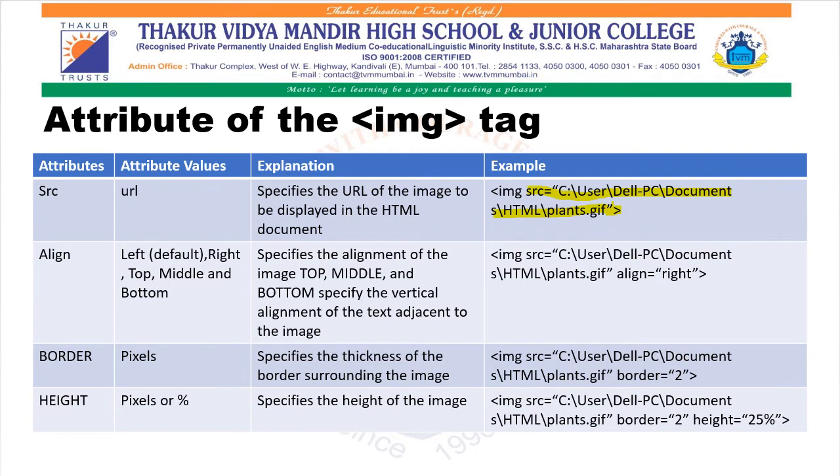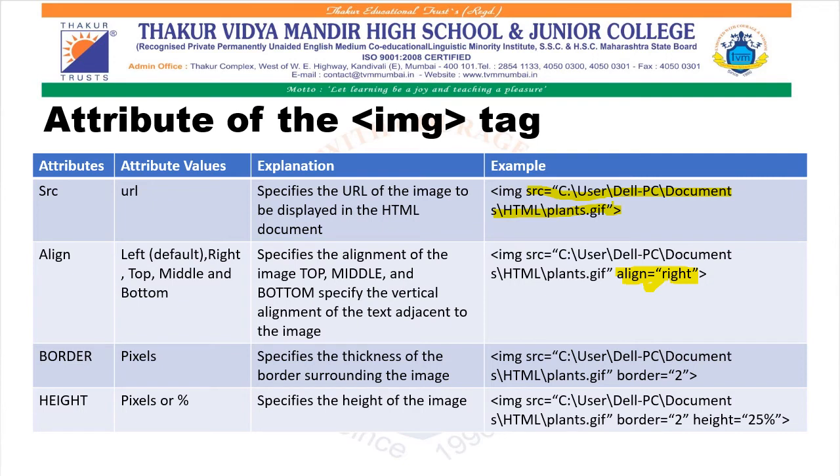If you do not specify the alignment of the image, by default it will be aligned to the left. The align attribute specifies the alignment of the image. Top, middle and bottom specify the vertical alignment of the text adjacent to the image. The example here is the image src, where the URL of the image is specified, and align equals right. That means the plant image will be aligned to the right side of the screen.